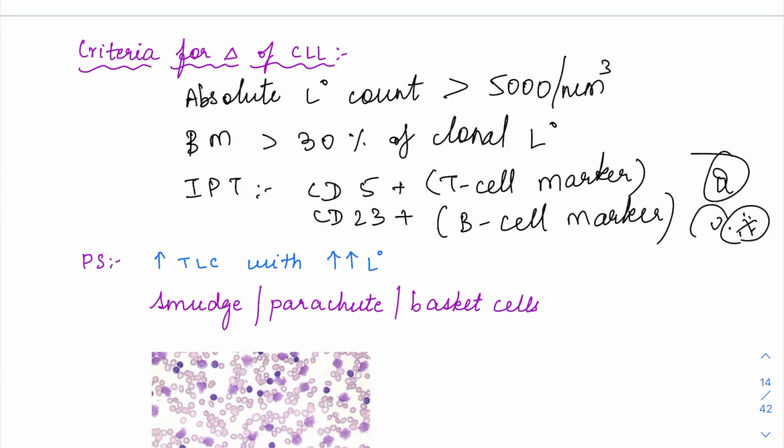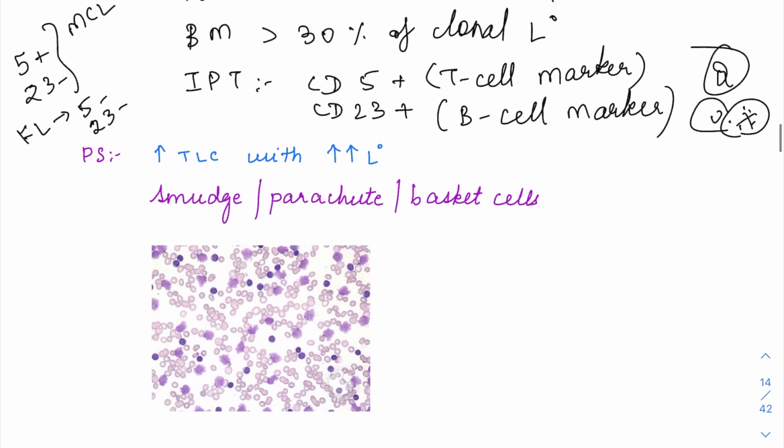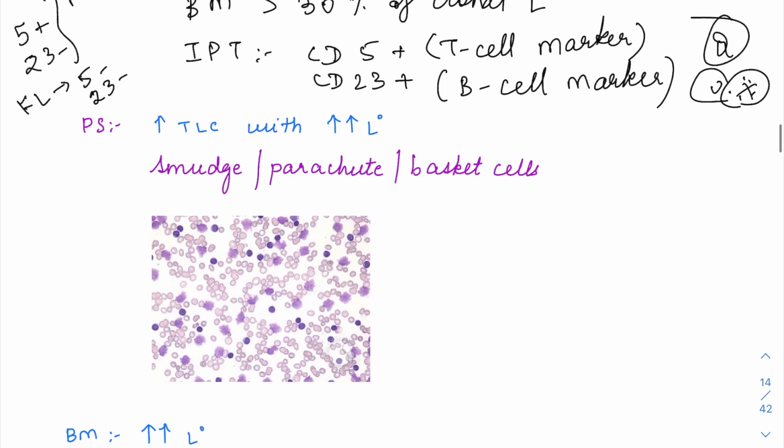So very, very important. CD5 and 23 positivity together is seen in CLL, while CD5 will be positive while 23 will be negative in mantle cell lymphoma. And in follicular lymphoma, both 5 is negative and 23 is negative. You'll have to remember this. 5 and 23 both are positive in SLL or CLL, while 5 positivity and 23 negativity is seen in mantle cell lymphoma, and both 5 and 23 are going to be negative in follicular lymphoma.